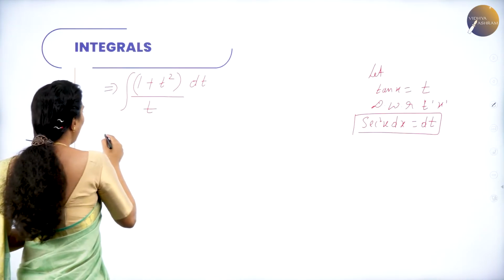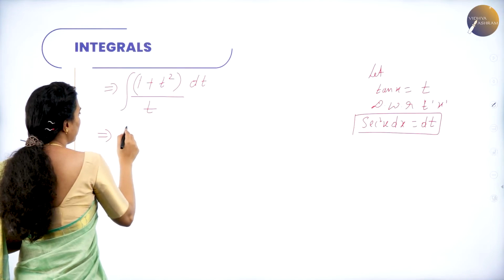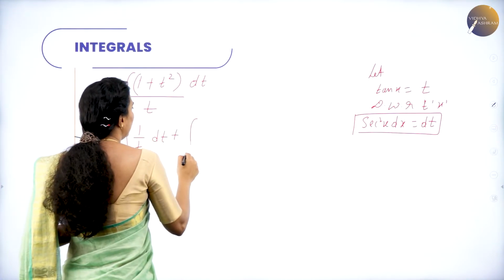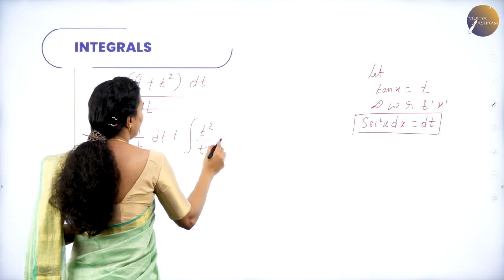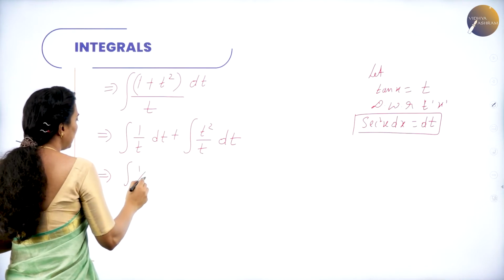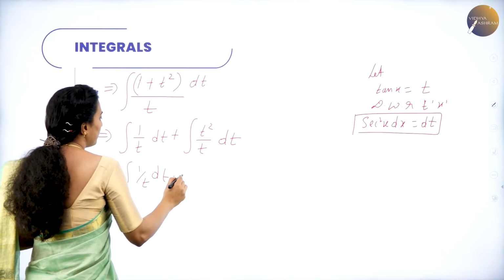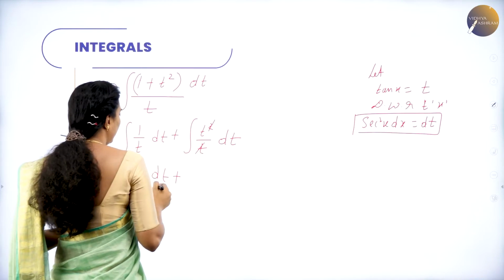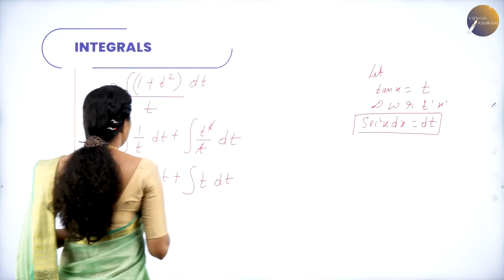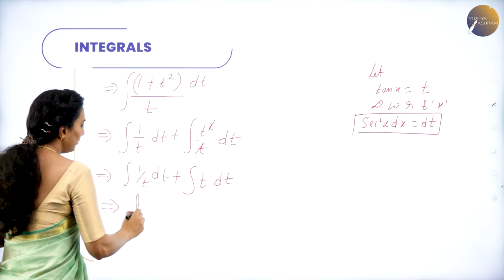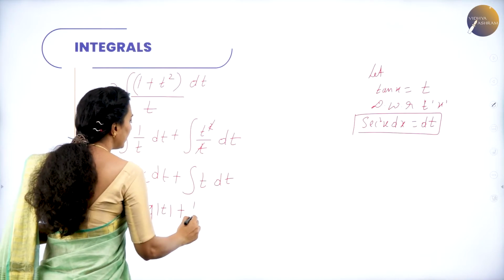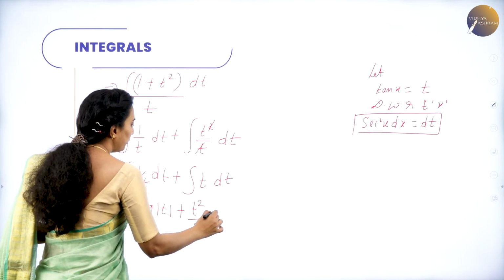That's it. Now again integrating this separately, integral of 1 by t dt plus integral of t squared by t dt. Now again integral of 1 by t dt plus, here one t will cancel, so remaining is t dt. You know already the integral of 1 by t dt is nothing but log of modulus t, plus the integral of t is nothing but t squared divided by 2, plus c.